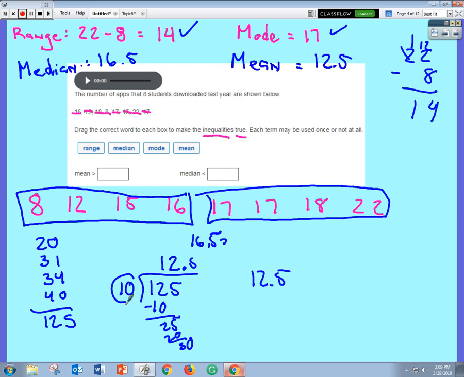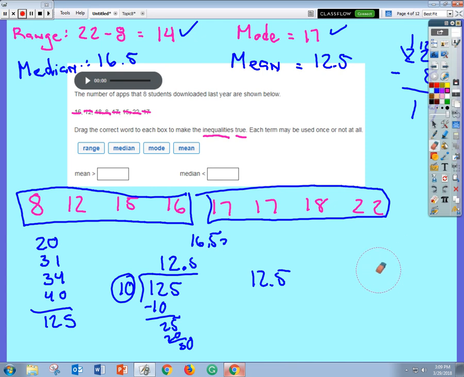I'm dividing by 10. How many numbers in our data set? 8. 12 and a half. Oops, 125. Let's try this. 125 divided by 8. That gives me 1. That's 8. Put a 0 there. Subtract, that's 4. Annex down to 5. 8 goes into 45, I believe, 5 times. That gives me 40. That's a 5. Bring down the 0.